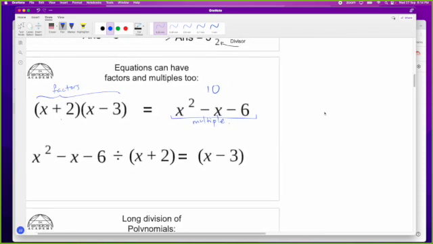So let's just see exactly what we'll end up with, right? If I was to have x squared minus x minus 6, and I divide it by x plus 2. So let's see exactly how we go about doing this.